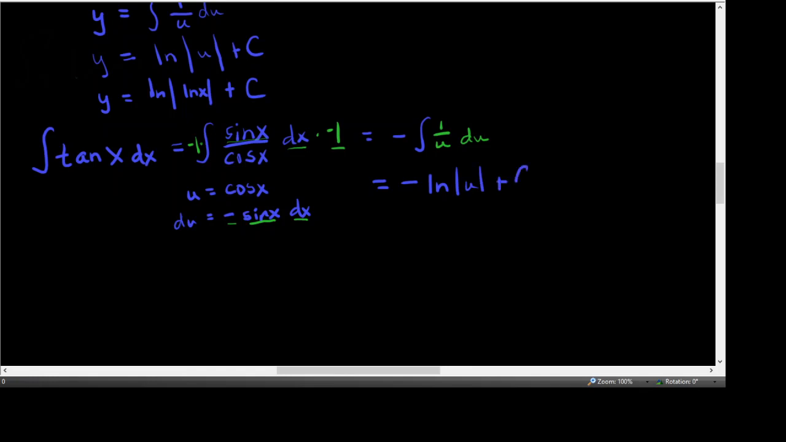And then going back to the original variable of the problem, which is x, we're going to replace u with cosine x. Cosine of x does sometimes take on negative values, so I cannot get rid of the absolute value this time. It's absolutely necessary to keep. Okay. And there's an answer for that one.